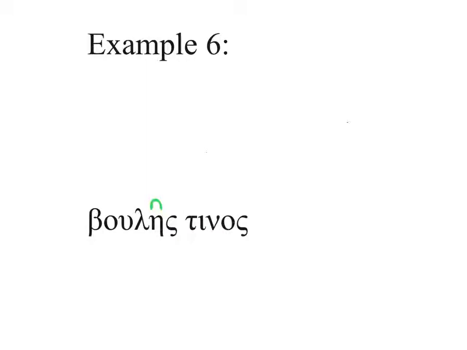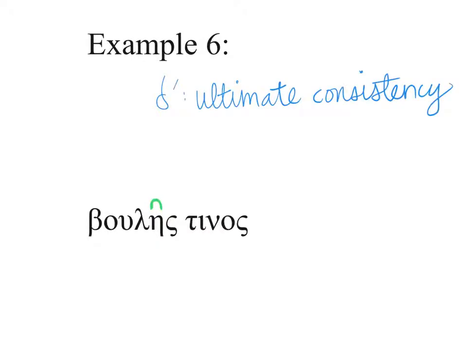Now, if we were very clever, we could have skipped right ahead to rule delta, which is ultimate consistency, which tells us that when word 1 has an accent on the ultima, which it does here, this accent stays put and doesn't change. Okay, that's rule delta. So boulez stays boulez. But what about the enclitic?